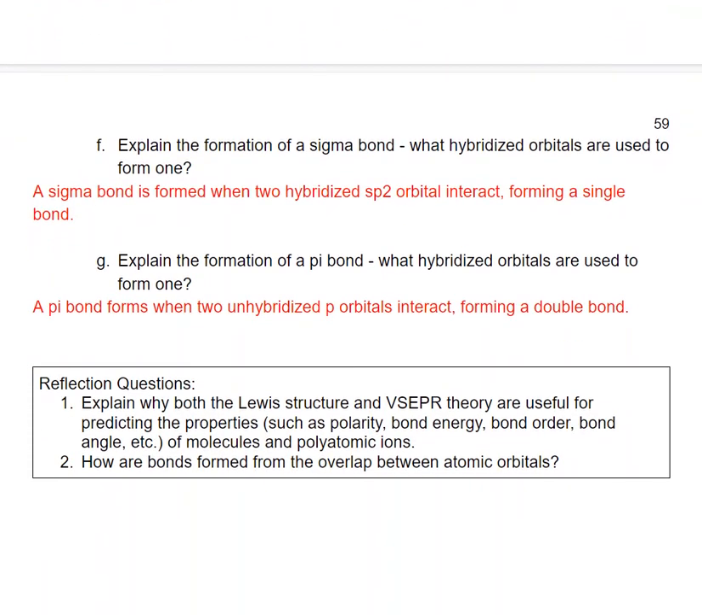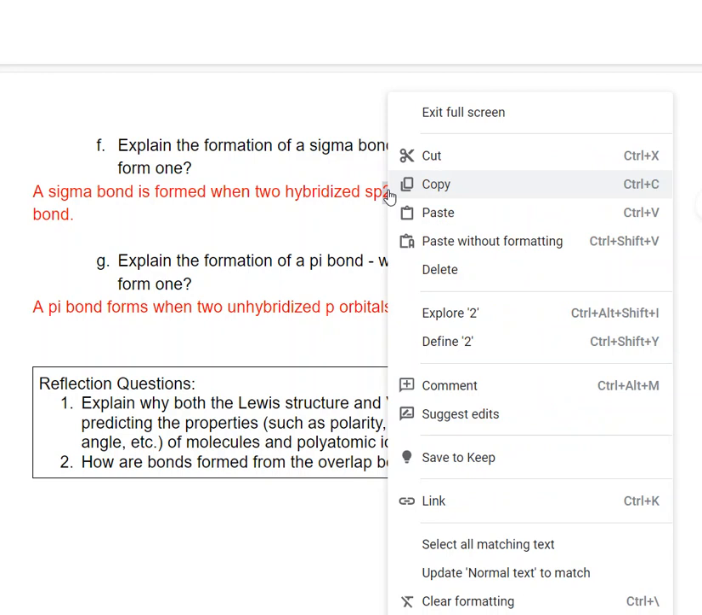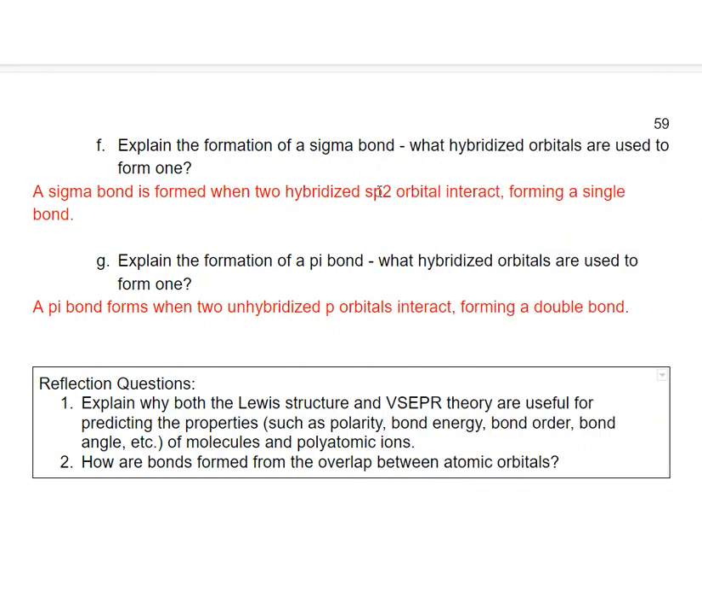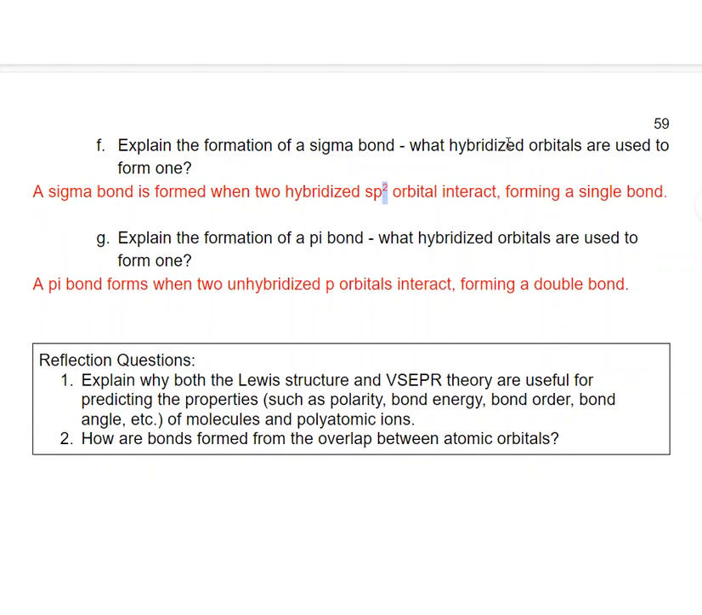So the formation of a sigma bond. So a sigma bond is formed whenever 2 hybridized sp2 orbitals interact, and this forms a single carbon-to-carbon bond. A pi bond is a double bond. So it is formed whenever 2 unhybridized p orbitals interact, and this allows the formation of a double bond.